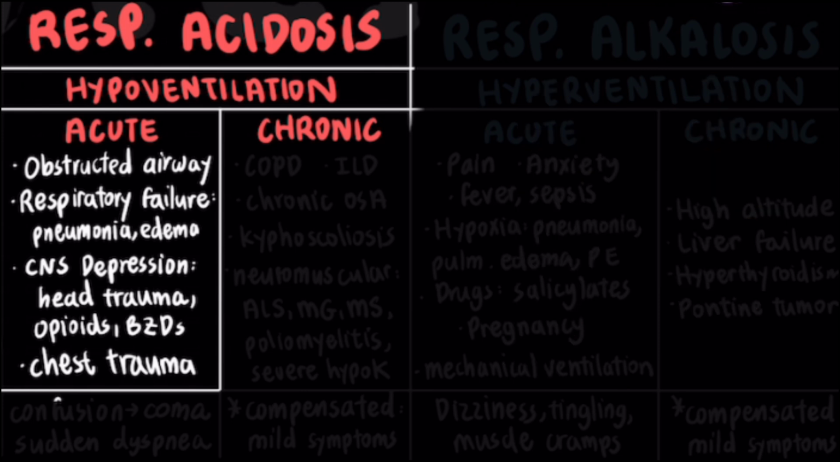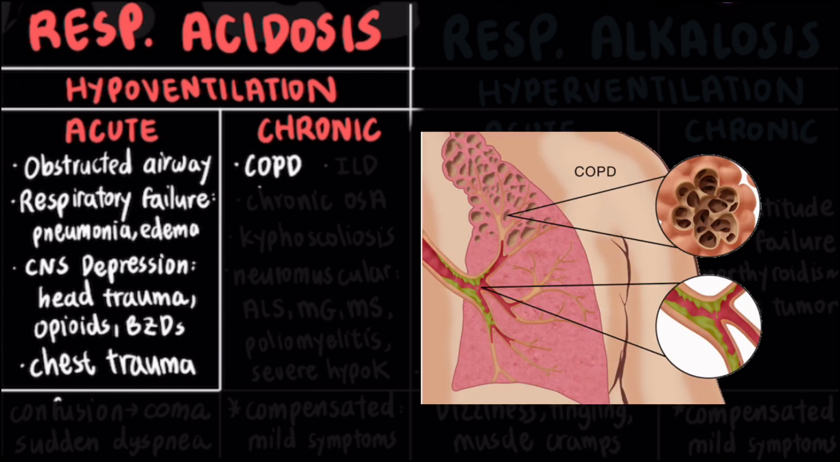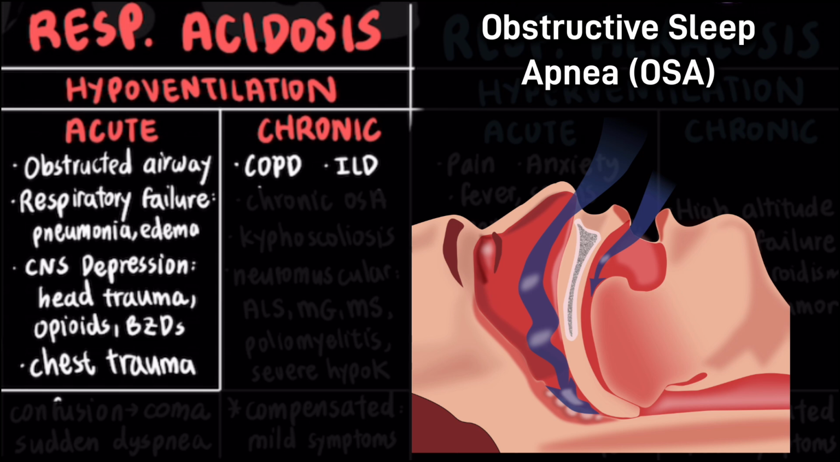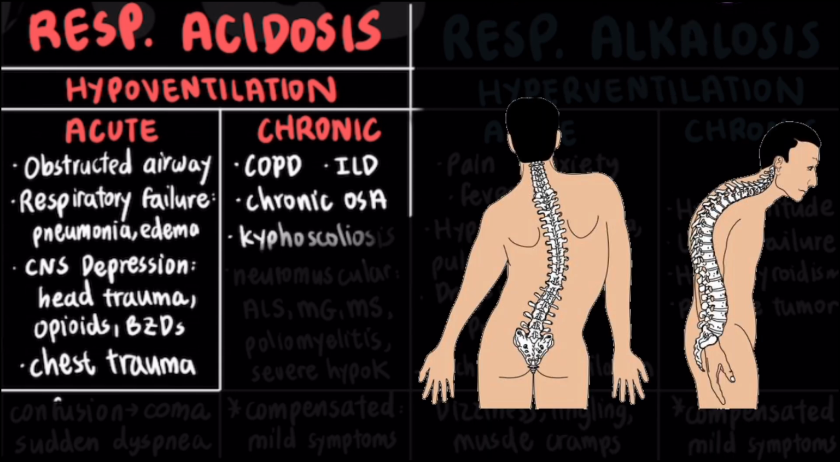Common causes of chronic respiratory acidosis include COPD, or chronic obstructive pulmonary disease, which damages the airways and alveoli, making it harder to exhale carbon dioxide efficiently. ILD, or interstitial lung disease, which stiffens the lungs and reduces their compliance, limiting gas exchange over time. Chronic OSA, or obstructive sleep apnea, where repeated airway collapse during sleep leads to intermittent hypoventilation and carbon dioxide retention.